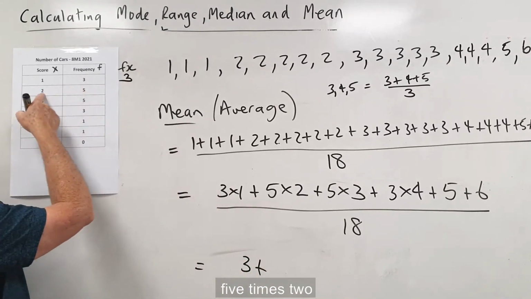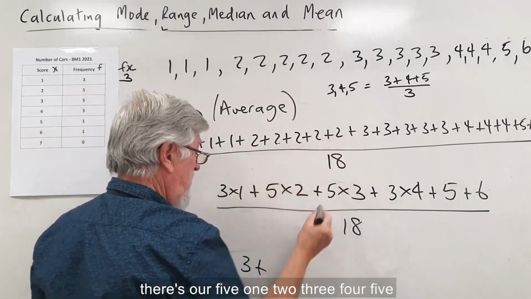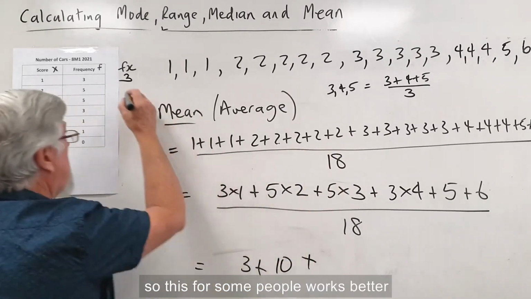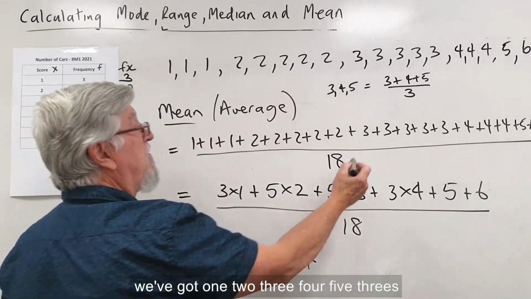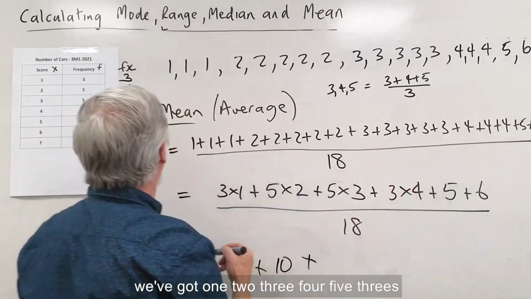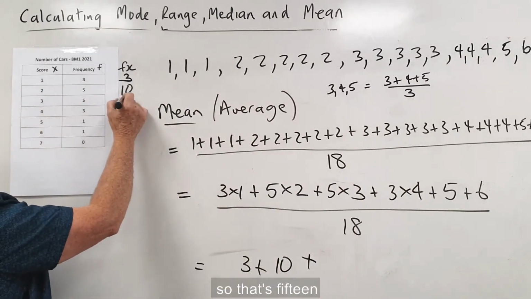5 times 2, so there's our 5 twos: 1, 2, 3, 4, 5 twos, so that's 10. So this, for some people, works better. Some people still have to keep going through the long way. We've got 1, 2, 3, 4, 5 threes. So there we've got it, 5 lots of 3, so that's 15.